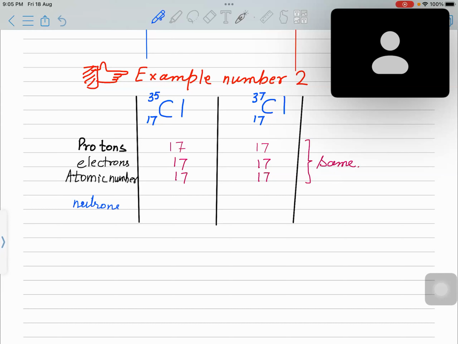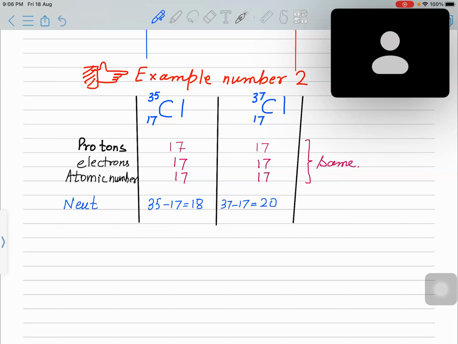Sir, for the first one, there are 18. Yes, 18 neutrons. 17 plus 18 equals 35. How 18? 35 minus 17 is 18. So neutrons are 18. And here 37 minus 17 is 20. So both neutrons are different, right?